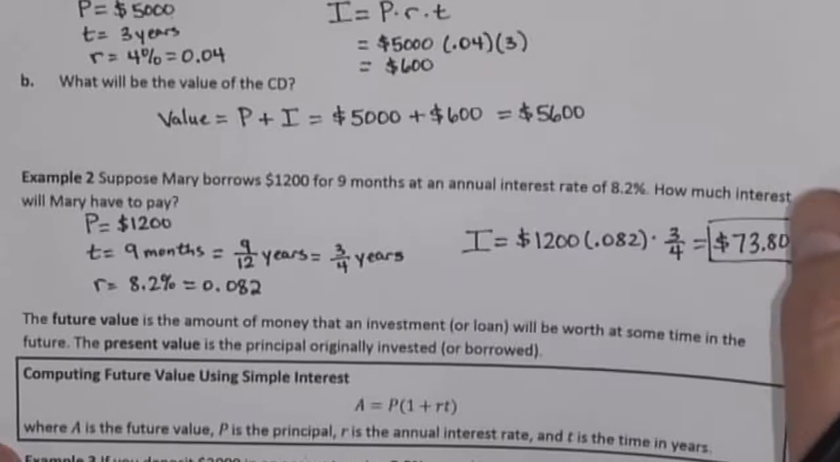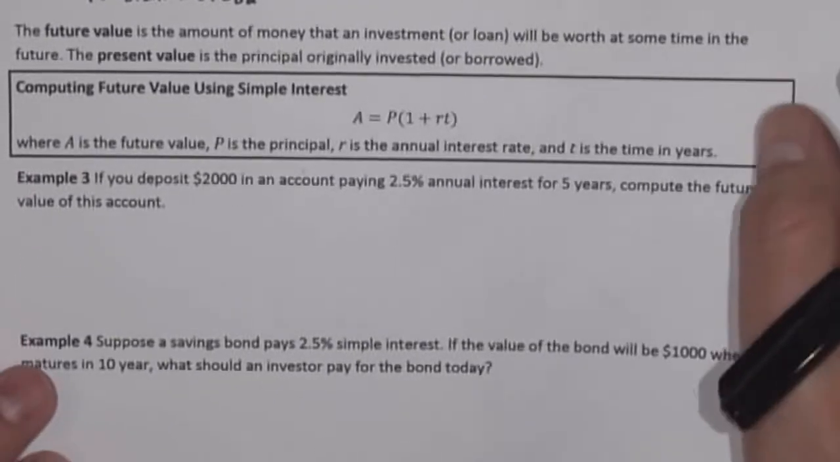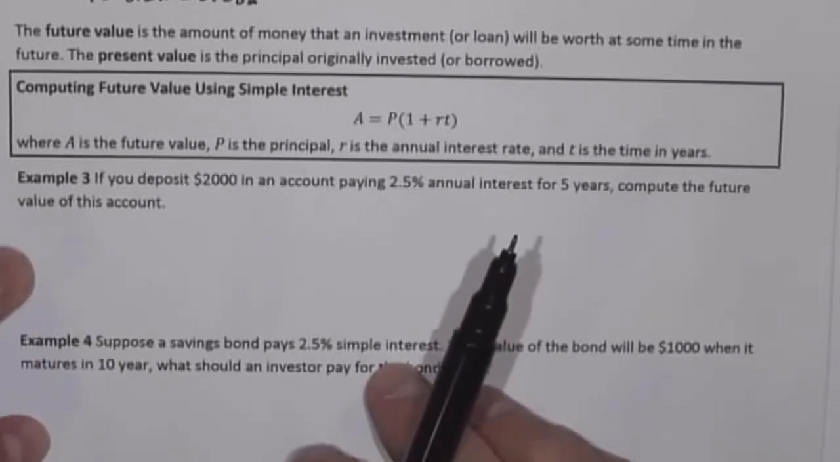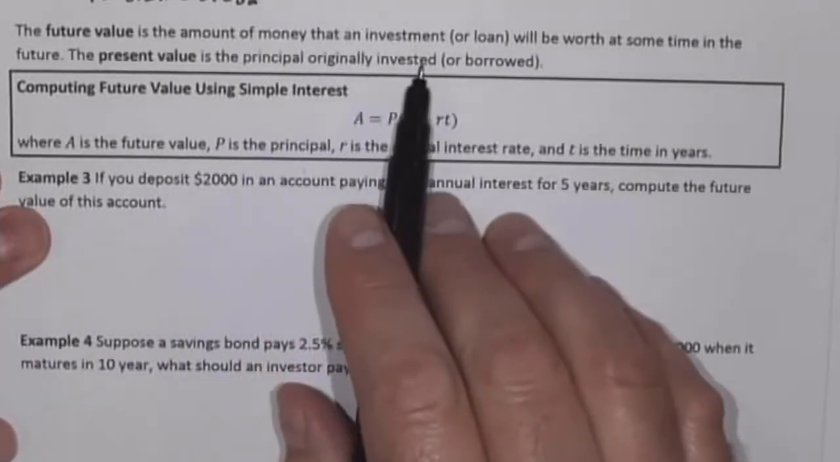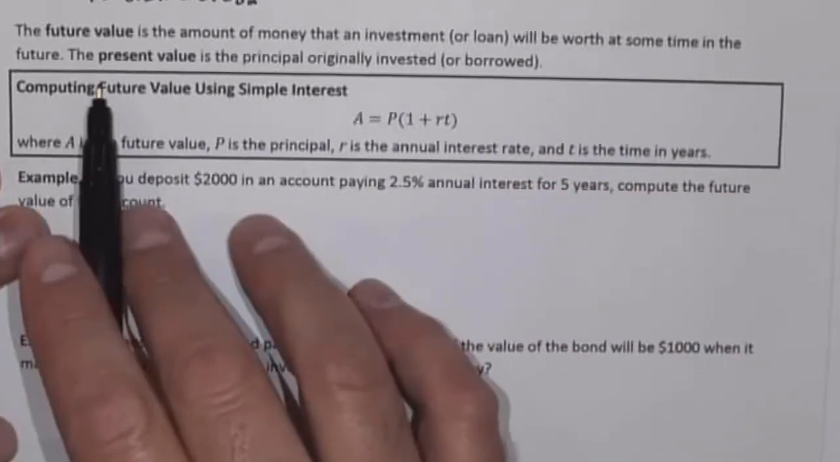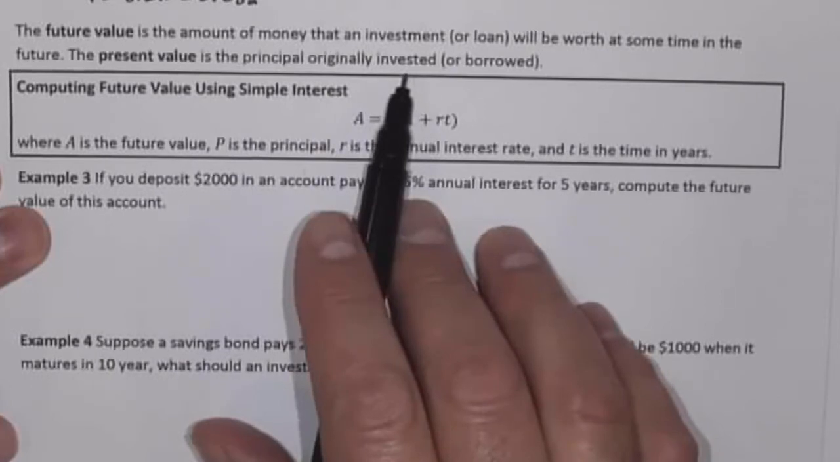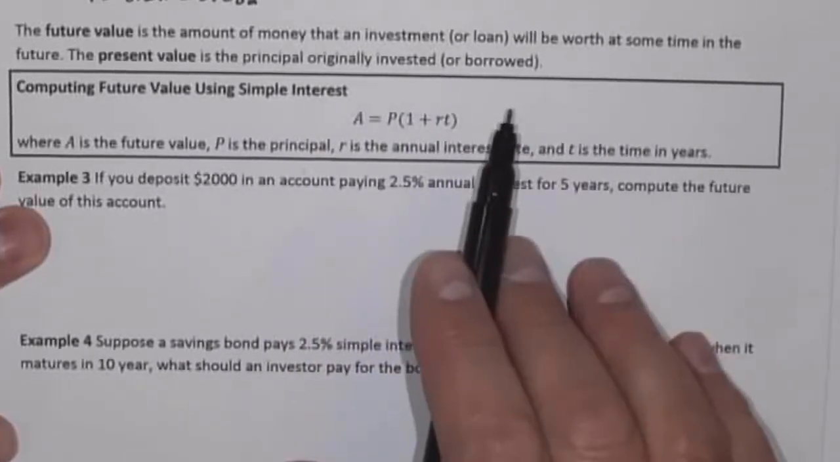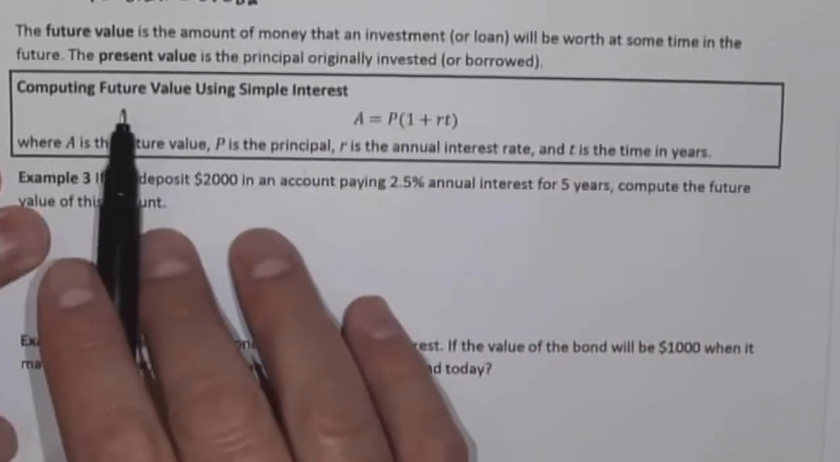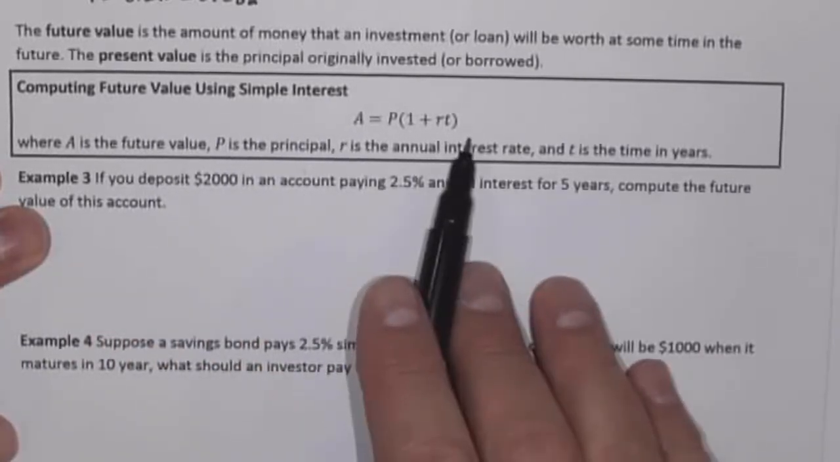Let's take a look at another concept on this video. The future value is the amount of money that an investment or a loan will be worth at some time in the future. The present value is the principal originally invested or borrowed. So if we want to compute the future value using simple interest, we have a formula.